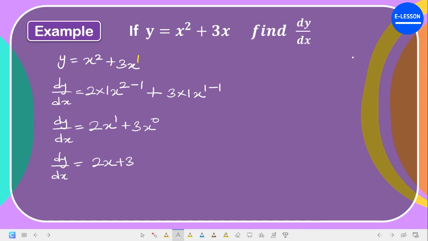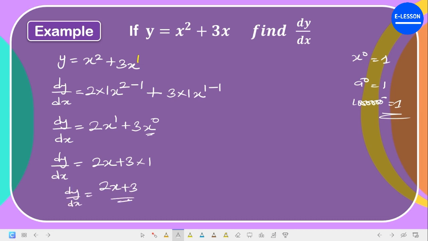according to the law of indices. Anything raised to the power of 0 is what? 1. So this is times 1, because x raised to the power of 0 is 1, a raised to the power of 0 is 1, 1 million raised to the power of 0 is 1. Anything raised to the power of 0 at all is 1. So this gives us 2x plus 3, because 3 times 1 is 3. So our dy over dx is equal to 2x plus 3.